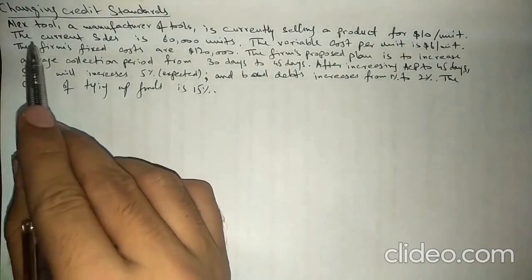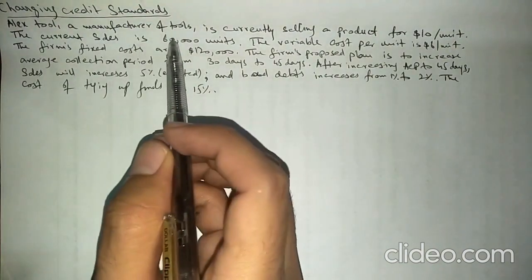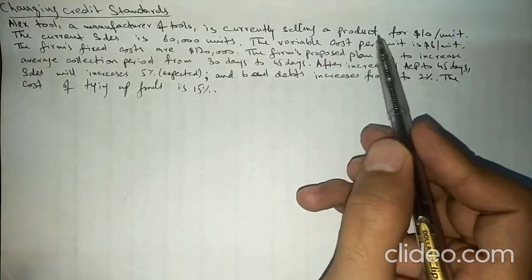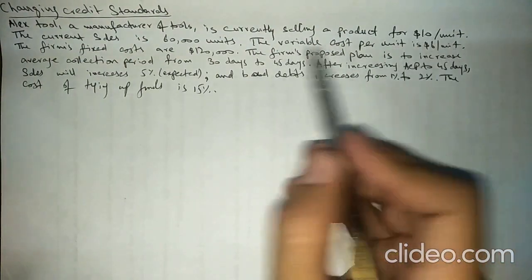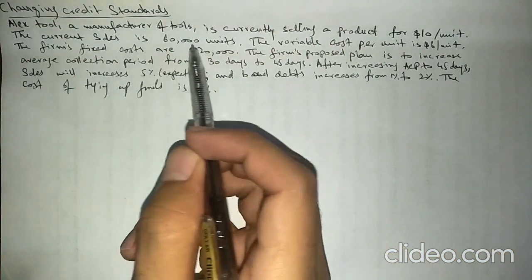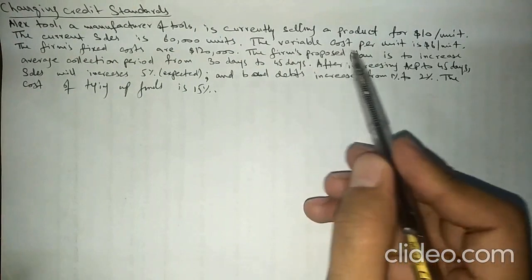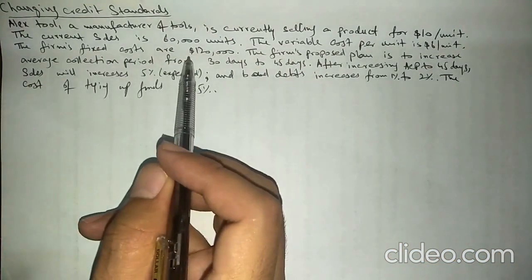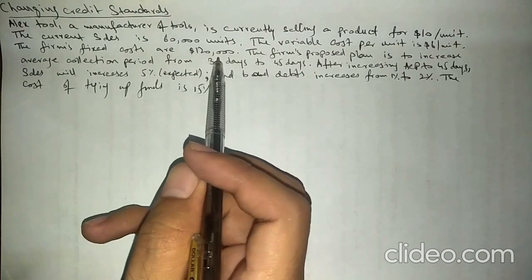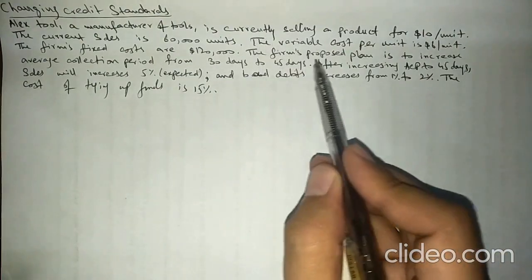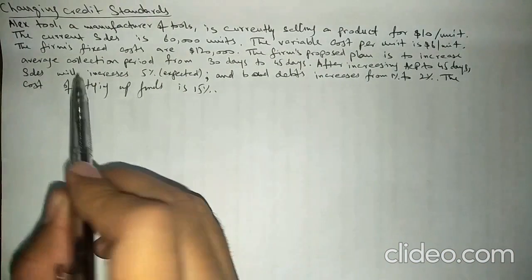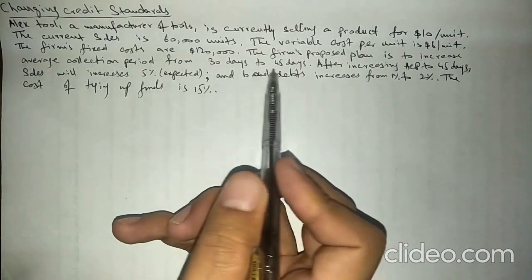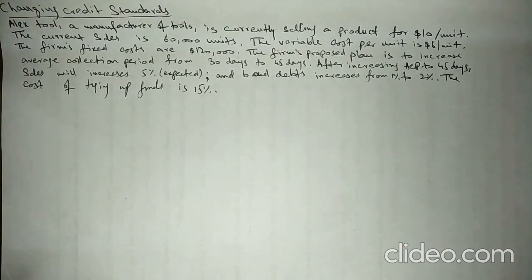Let's start. Alex Tool, a manufacturer of tools, is currently selling a product at $10 per unit, and the current sale is 60,000 units. The variable cost per unit is $6. The firm's fixed costs are $120,000. The firm's proposed plan is to increase the average collection period from 30 days to 45 days.